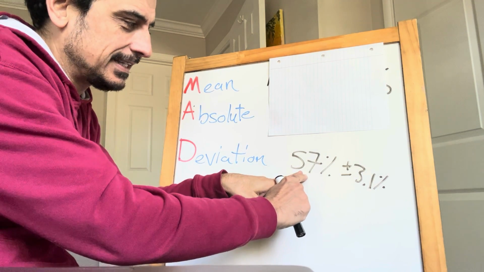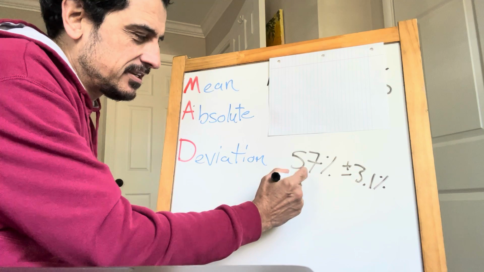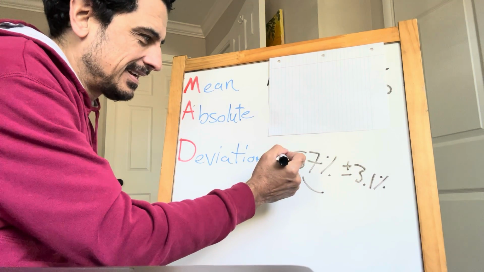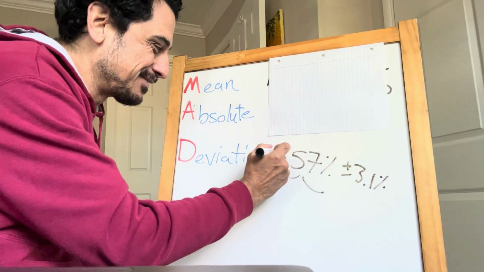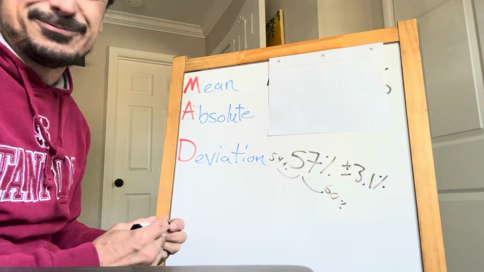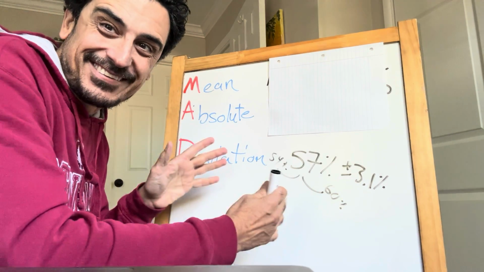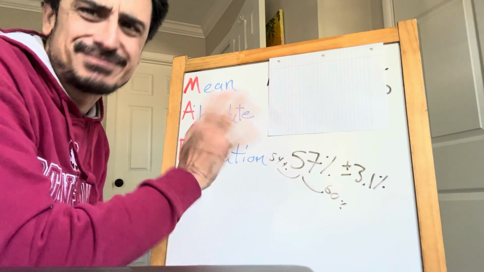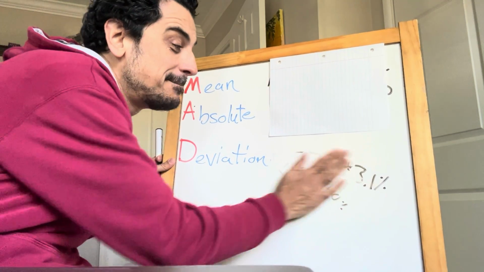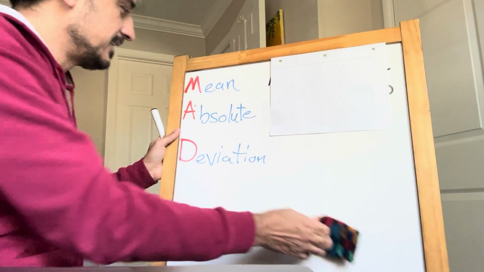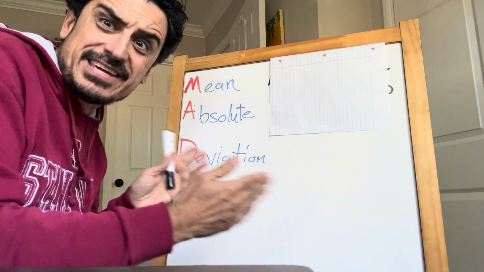So it's basically 57, but it could be somewhere between, if I just did it as 3, 54% to 60%. So it would be within that range, which obviously would be 53.9 or 60.1. Anyway, this is just a basic, oversimplified idea: the range of how much you can deviate, how much you can change.